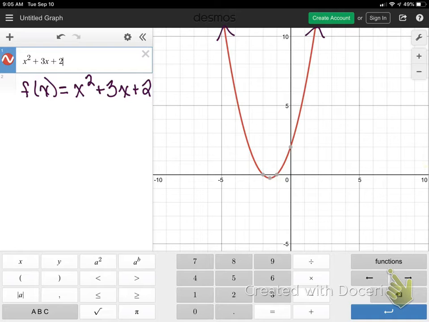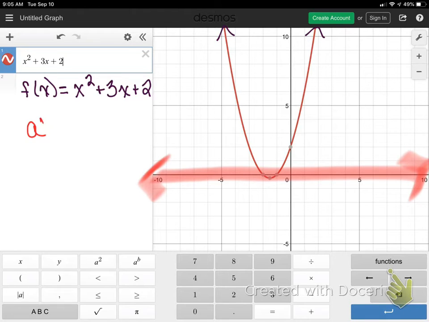So what I am looking at for my x values are any of these right here. I can put in any of those values. I could put negative 1,000 in and get a corresponding y value. I could put positive 1,500 in and get a corresponding y value. So my domain for this is all real numbers.